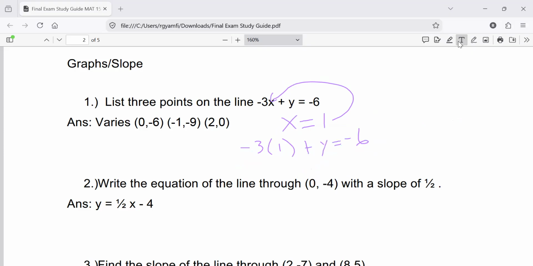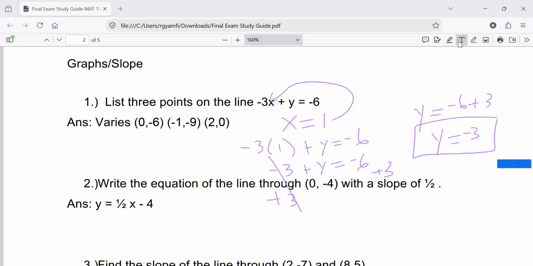Negative 3 times positive 1 is negative 3 plus y equals negative 6. I'm trying to solve for y, so I'm going to add 3 on the left, add 3 on the right. Negative 3 plus 3 is 0. So y equals negative 6 plus 3, y equals negative 3. Boom. So when x is 1, y is negative 3. That's my second one.